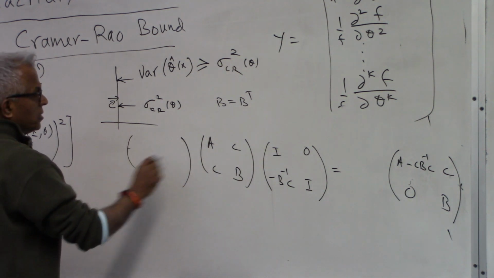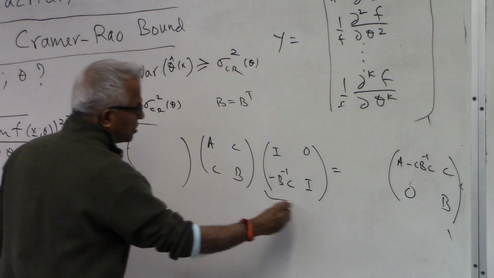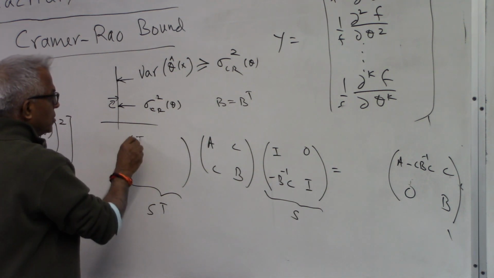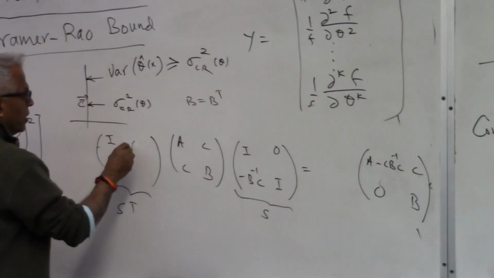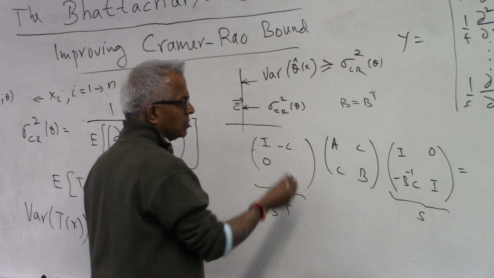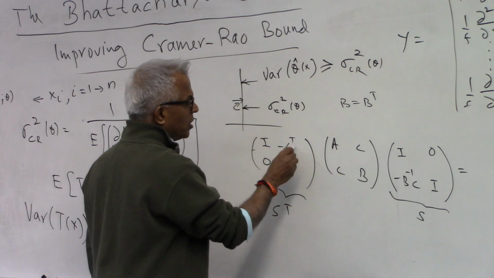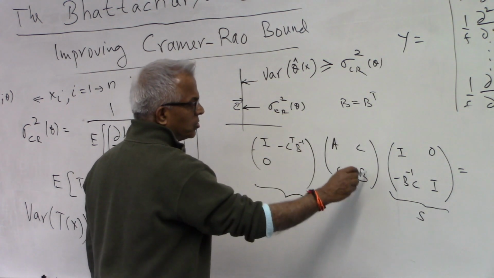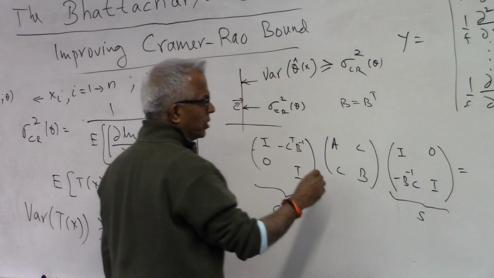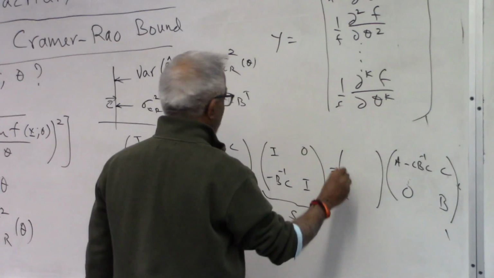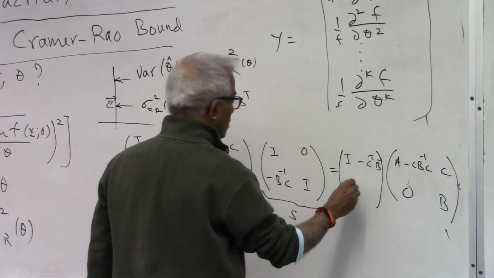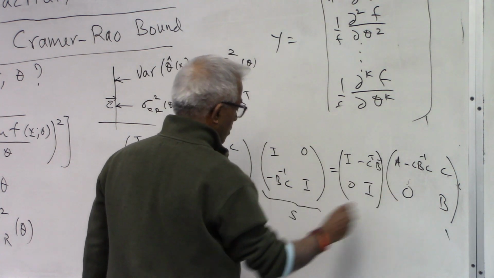Now let me multiply by the inverse of the transpose. So if this is S, I'm going to multiply by S transpose here. So that's I, 0, minus C inverse, remember C is C transpose, then B is the same as B transpose, because this is a positive definite piece, and this is I. So first row into first column, what do you get?